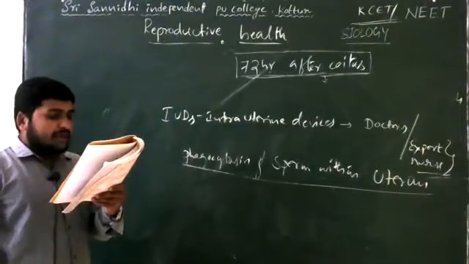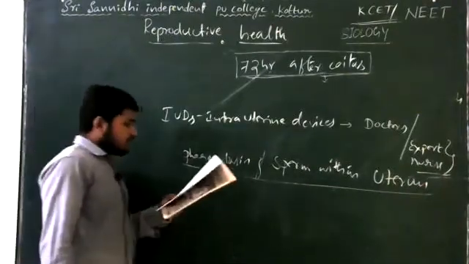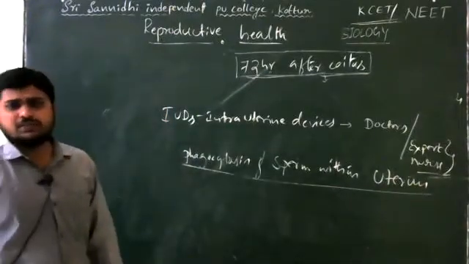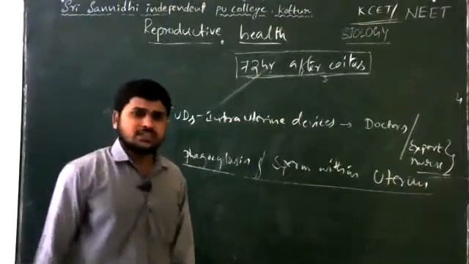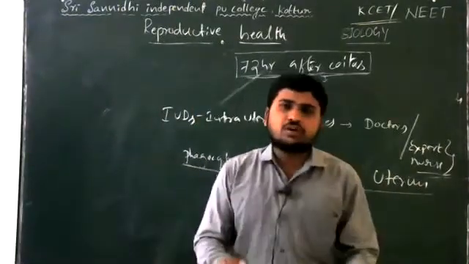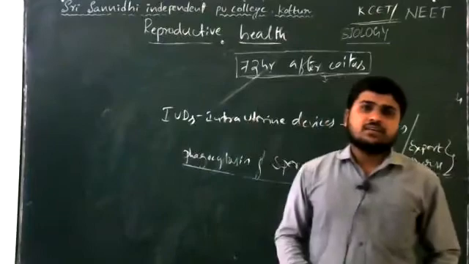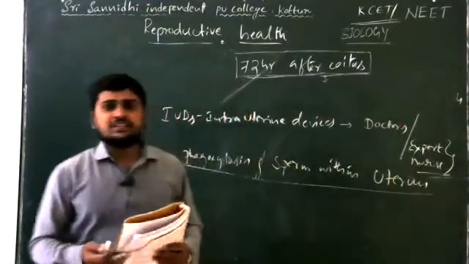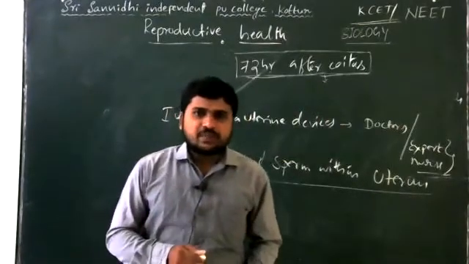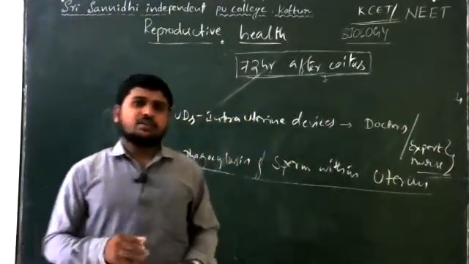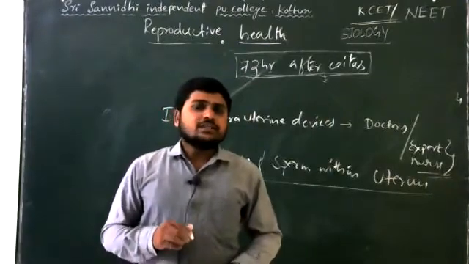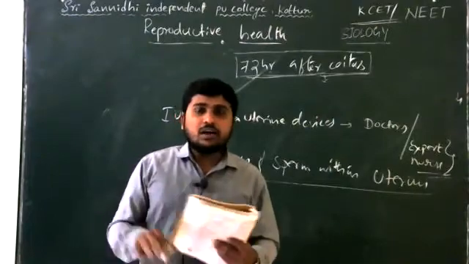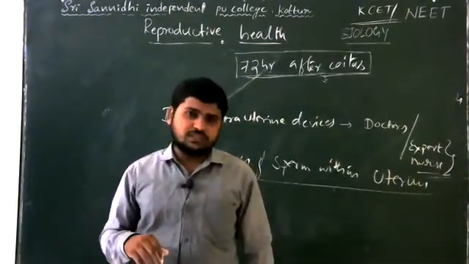It suppresses gametogenesis. The third option says it suppresses gametogenesis. That is wrong. Intrauterine devices are not involved in the suppression of gametogenesis. What do you mean by gametogenesis? Gametogenesis is the process of formation or production of gametes. Male gametogenesis is generally called spermatogenesis. Female gametogenesis is called the oogenesis process. But these devices do not interfere with the gametogenesis process.